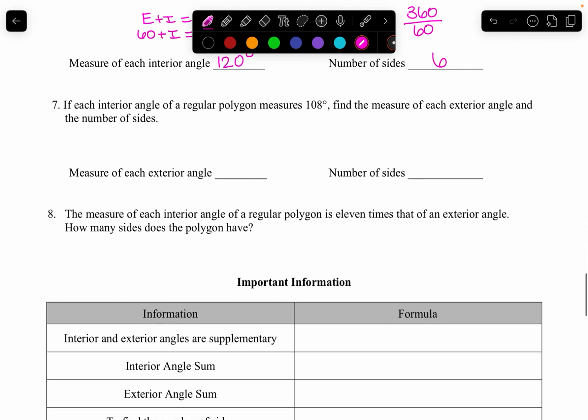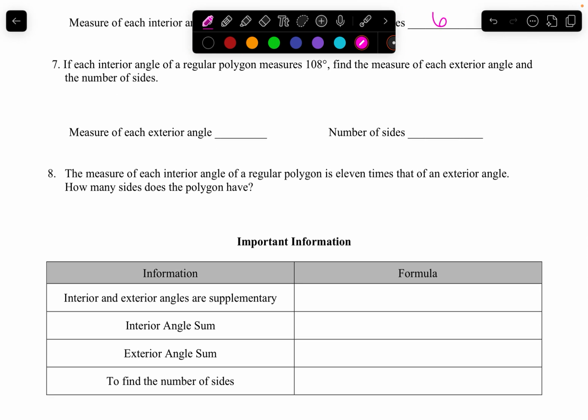Okay, we're going to do it again. This one says if each interior angle of a regular polygon measures 108 degrees, then I need to find the measure of each exterior angle and then the number of sides. Well, I know my interior is 108. That means my exterior must be 72 degrees, and I need this in order to find the number of sides. So I'm going to do 360 divided by 72. I don't know what that is. 360 divided by 72, and I get that that is 5 sides.